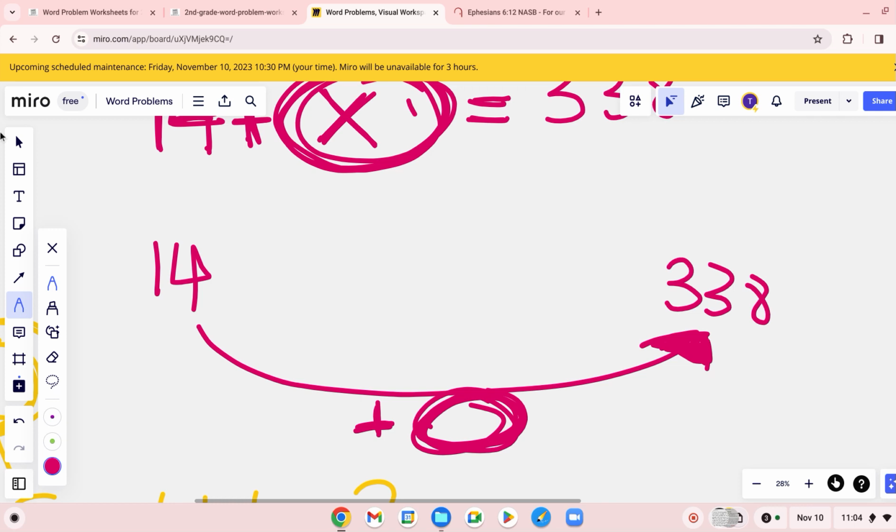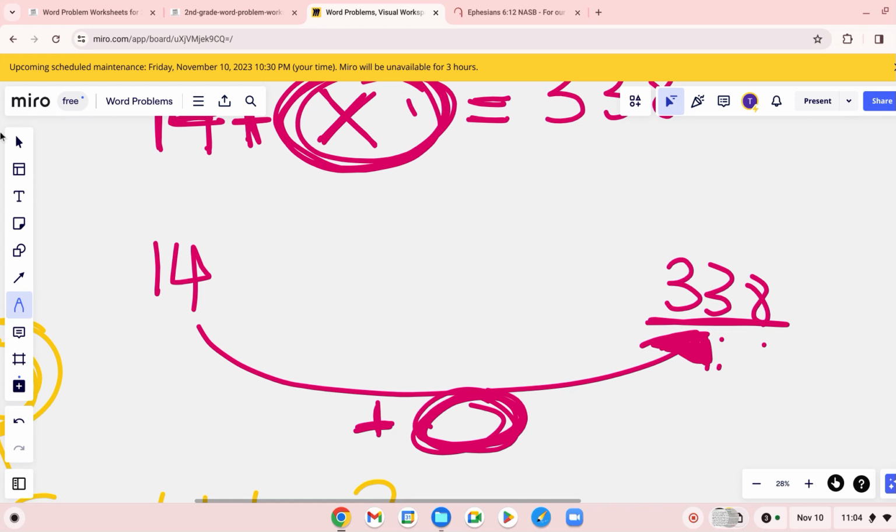Look, remember, you need to add the biggest unit first. What is the biggest unit in 338? The ones, the tens, or the hundreds? 100. So how much do you need to add to get closest to 338?